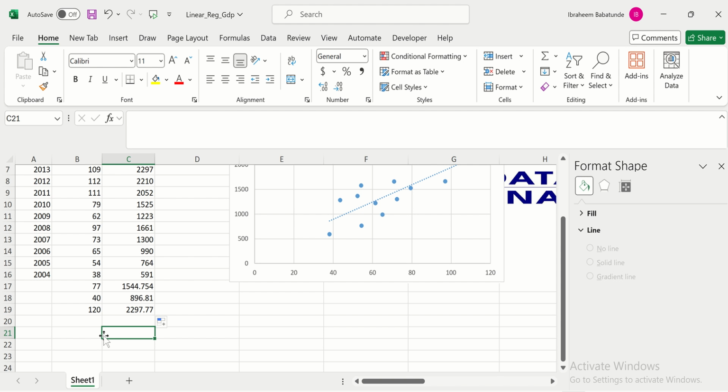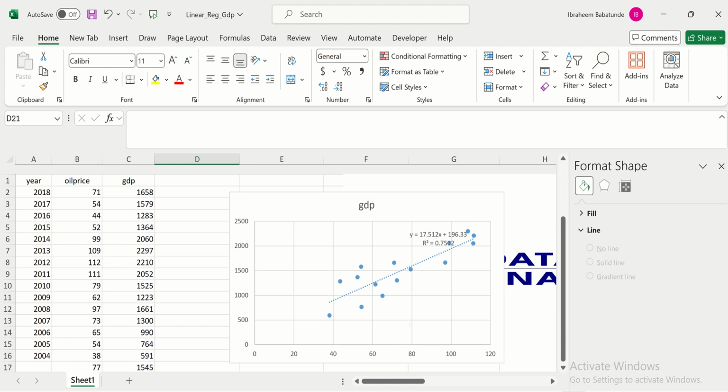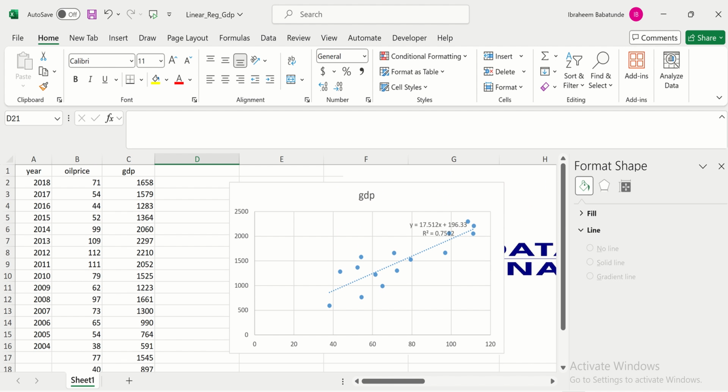Our GDP will be 2,297.77. You can put it to the whole number if you like. Just come here and reduce it to the whole number. As we can see, we have forecasted the oil GDP based on a given price of oil in the world market. We just did machine learning, and this is what we refer to as supervised machine learning.